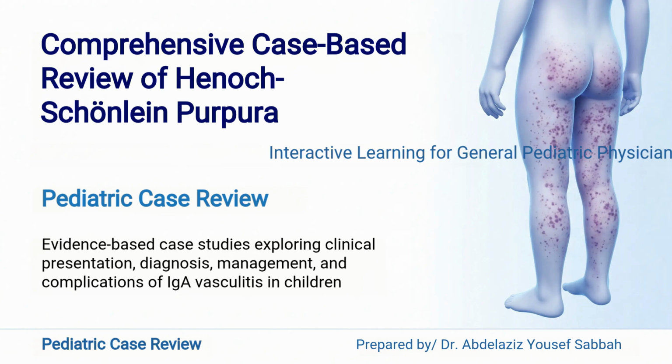Today's lecture is a comprehensive case-based review of Henoch-Schönlein Purpura, also known as immunoglobulin A vasculitis, designed for general pediatric physicians. We will work through evidence-based clinical cases covering the full scope of this condition, including clinical presentation in the classic tetrad, physical examination findings, underlying pathophysiology and immune mechanisms, diagnostic investigations and classification criteria, treatment strategies for both acute symptoms and severe nephritis, and important complications including gastrointestinal emergencies and renal outcomes.